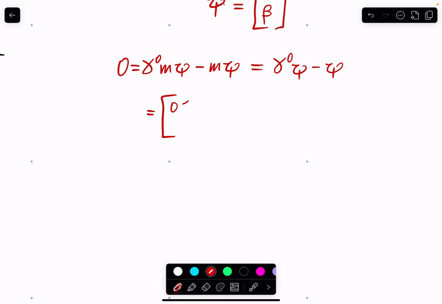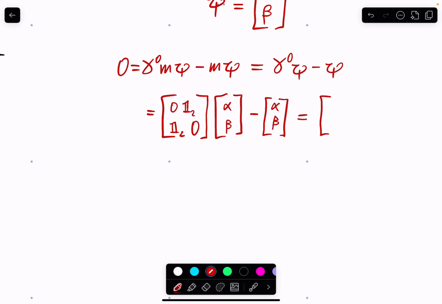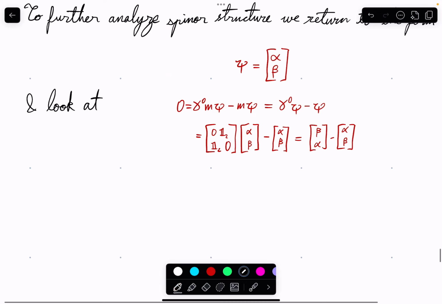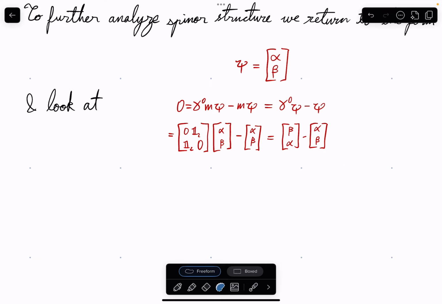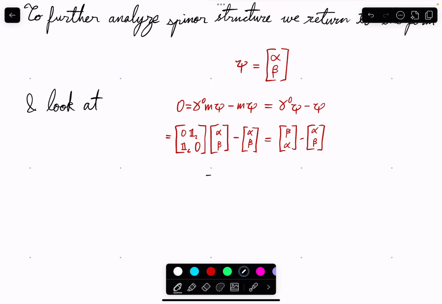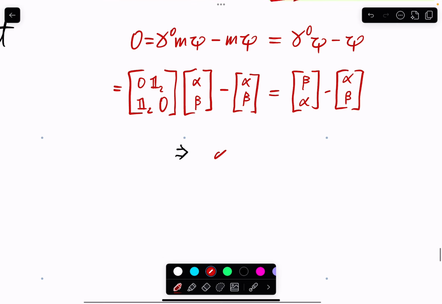So this is a matrix, 2 by 2, of 1 by 1 matrices, or identity matrices. Then we have alpha, beta, minus alpha, beta equals. Now when we perform this, we get only beta in the top, and we get alpha minus alpha, beta, which is only true if alpha equals beta. And so that's what this means, alpha equals beta.